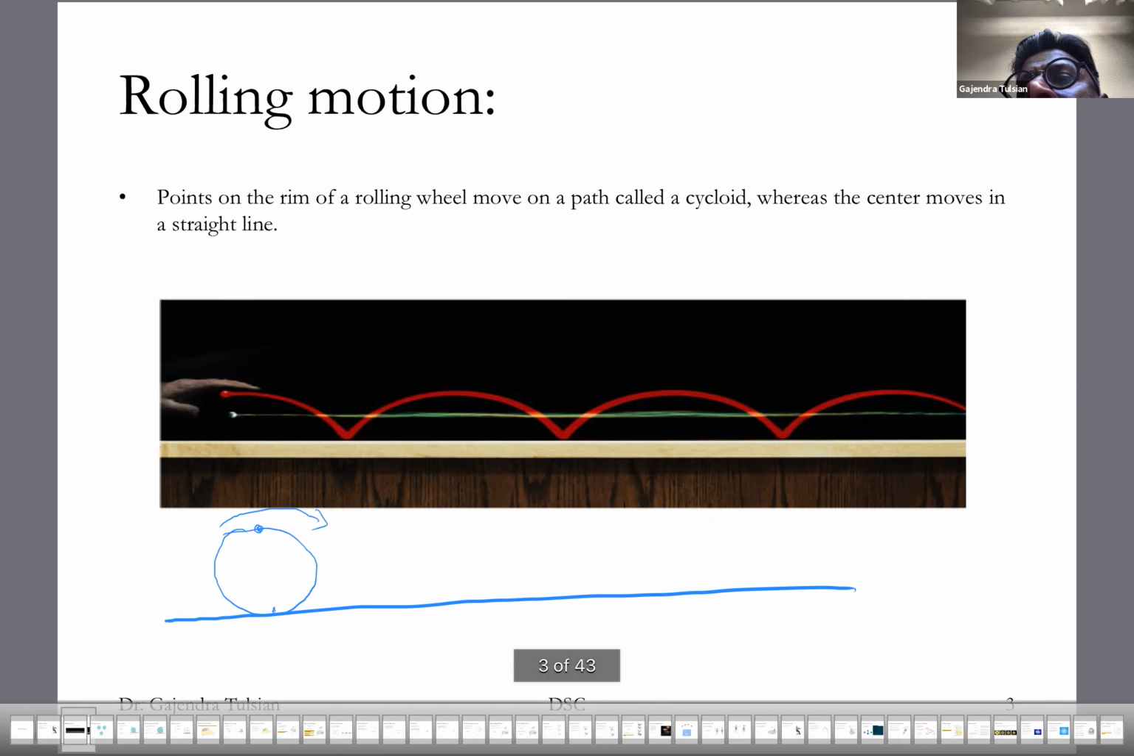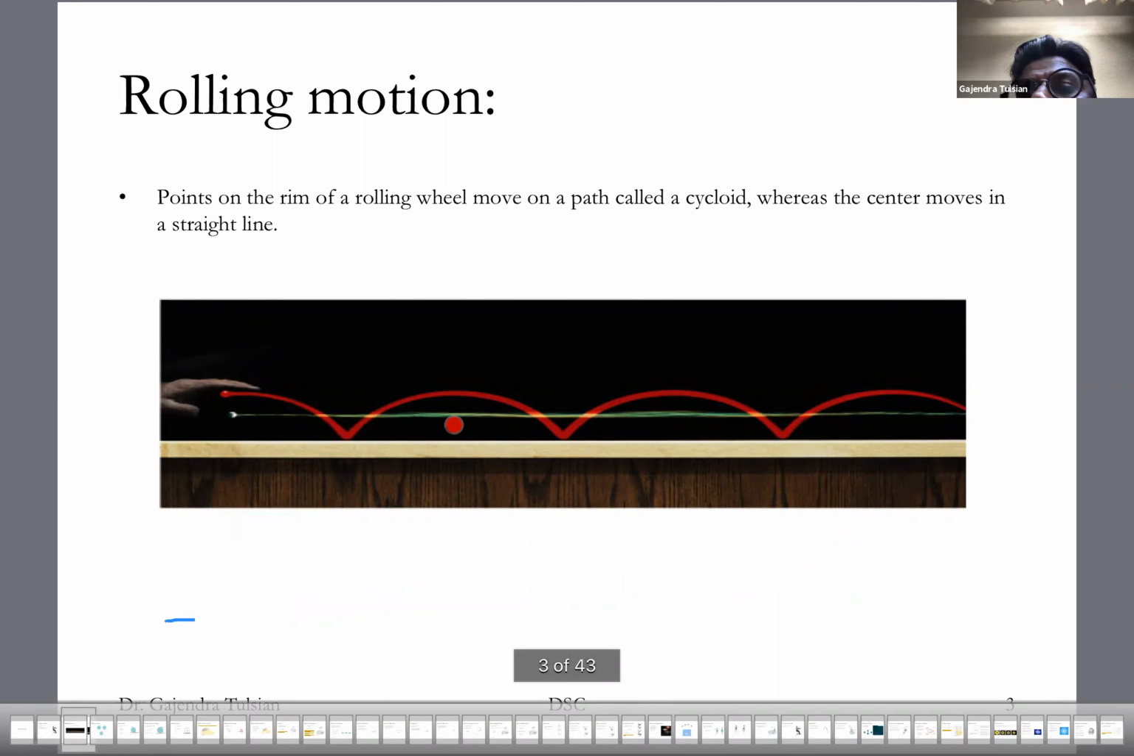Now if you attach a light, let's say an LED bulb, to the rim of the wheel, as the wheel rolls, this will be the trajectory of the light bulb, and that's what's shown here. That's the red curve, and this curve is a cycloid. The green line is the motion of the center of mass of the wheel, and that moves in a straight line. That's what this diagram is showing you.